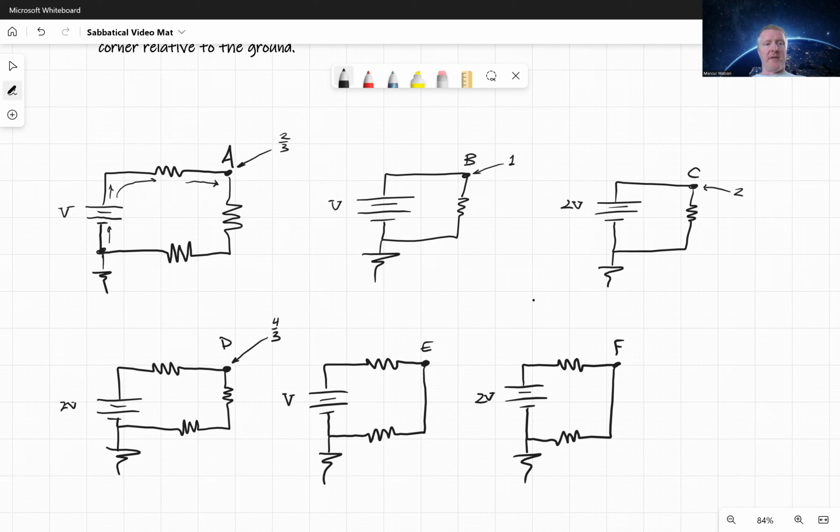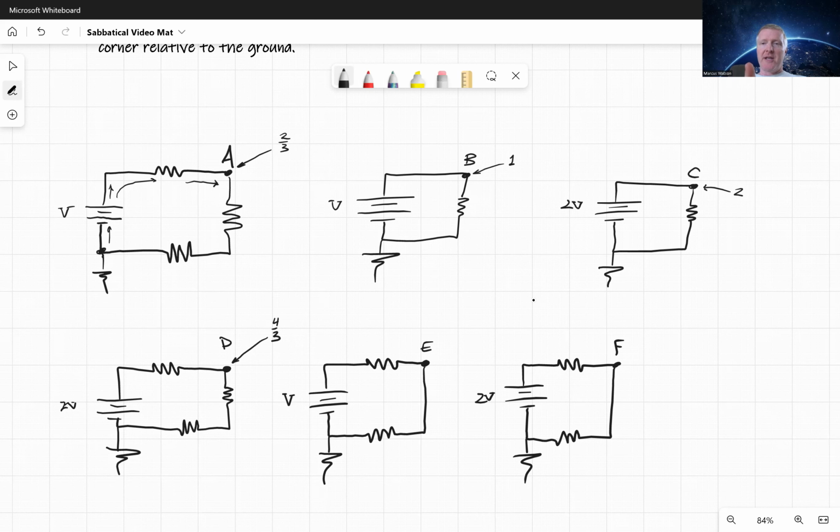because the 2-volt battery, as it goes through 3 resistors, it's going to lose 2/3, 2/3, and 2/3, as opposed to in circuit A where it lost 1/3, 1/3, and 1/3. So they have double the energy, and therefore they're going to lose double the energy through each resistor. So at D we should have 4/3.